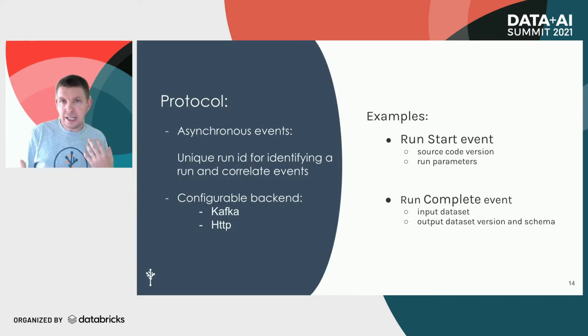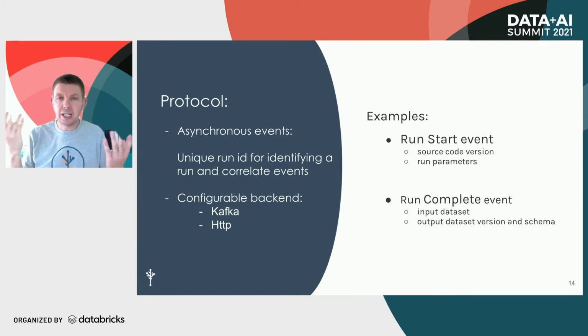And so, like I said, once you define those events, the protocol is flexible. The only constraint is that we can send asynchronous events, which are observations about the running jobs. A unique run ID identifies a run and enables correlating those events that are making observations about a particular run. And that can be sent to a configurable backend. Typically, in the case of the Marquez integration, it's an HTTP backend where you just post events. But that could be Kafka, that could be anything that accepts JSON formatted events.